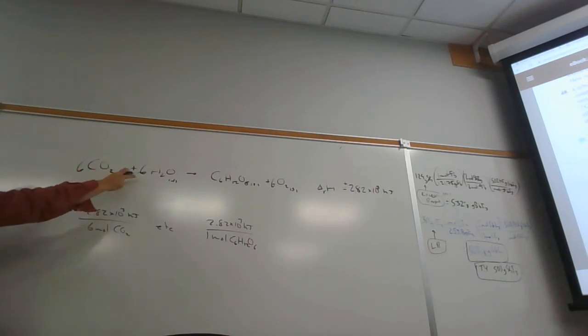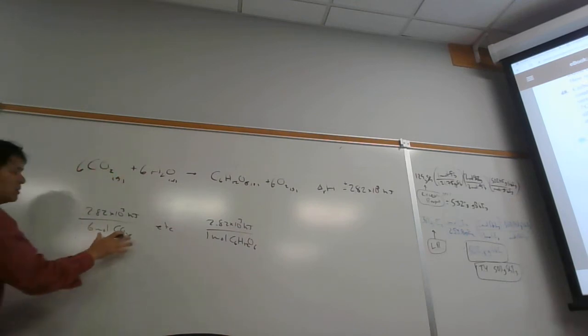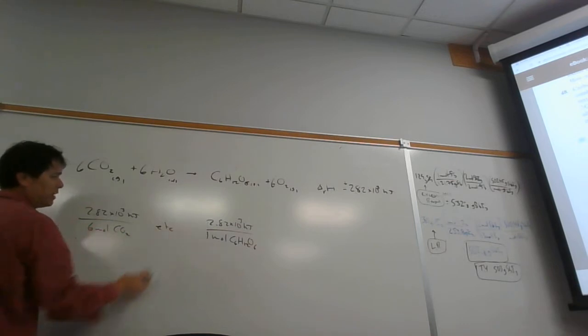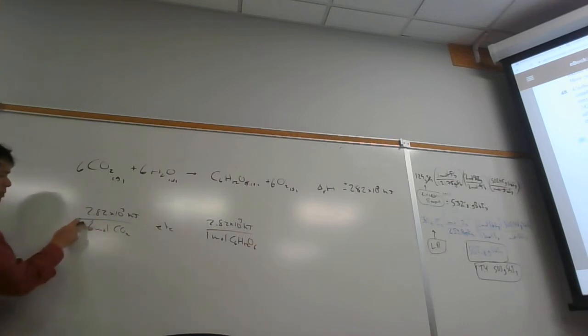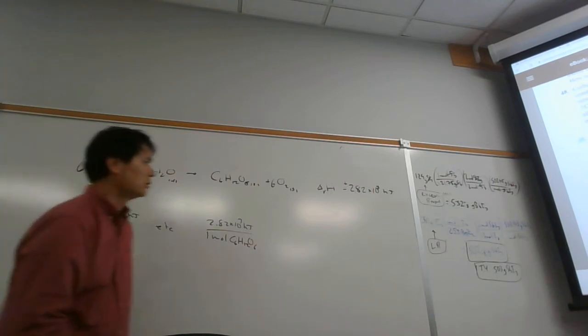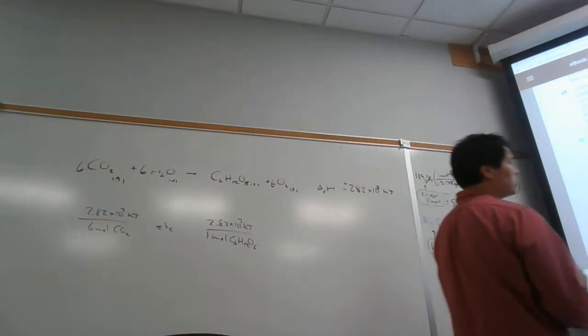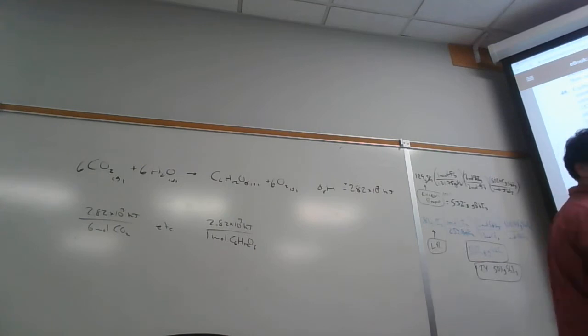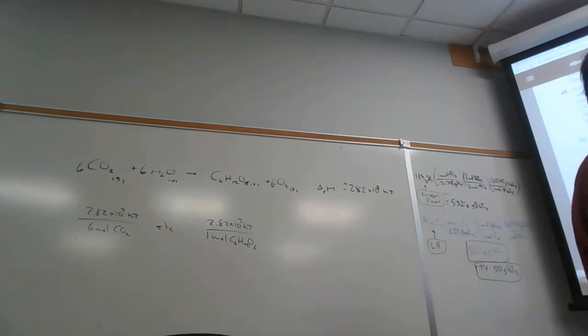So we look at the stoichiometric coefficients here, and then we can generate energy conversion factors. That means we can go from moles to kilojoules, or flip this over and go from kilojoules to moles for any of the reactants written in the equation. So we need to know is that energy consumed or energy produced.